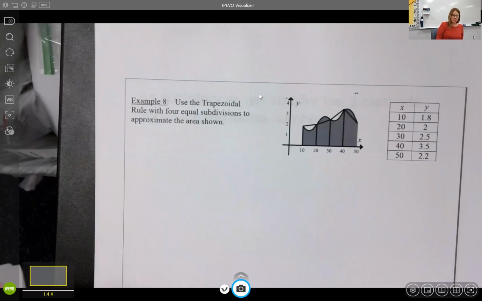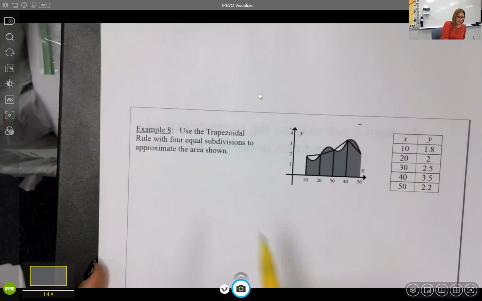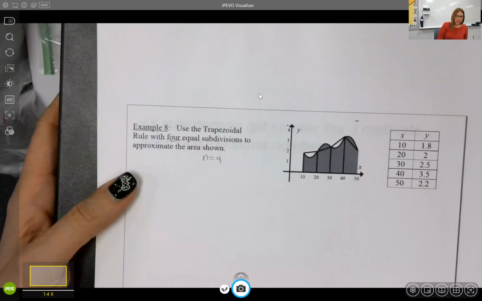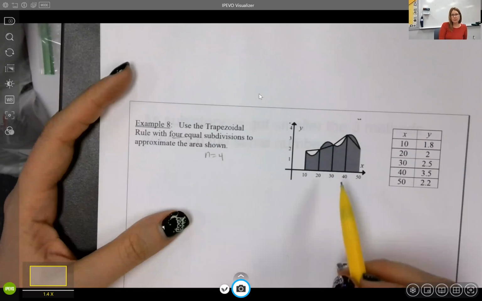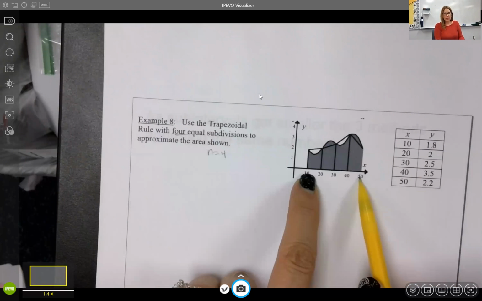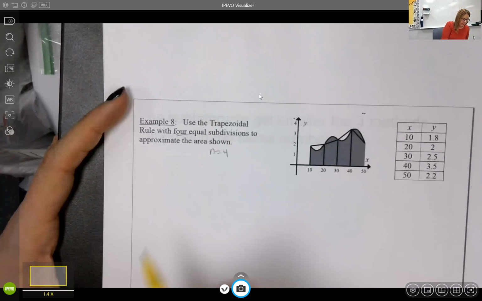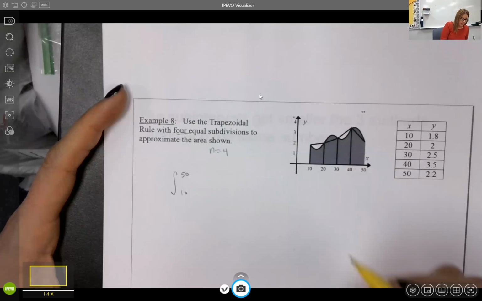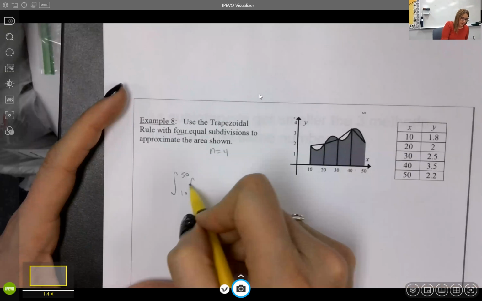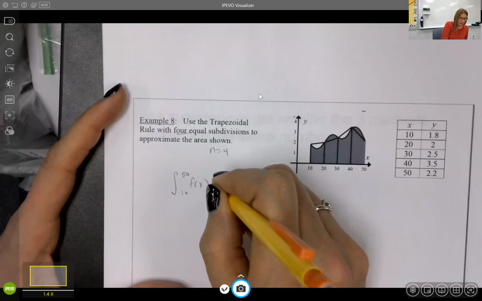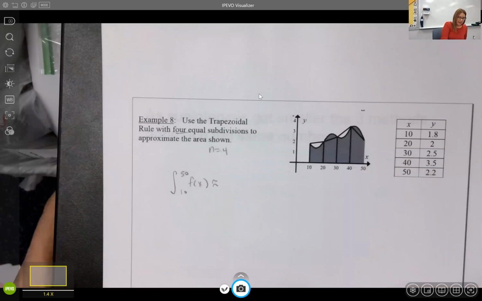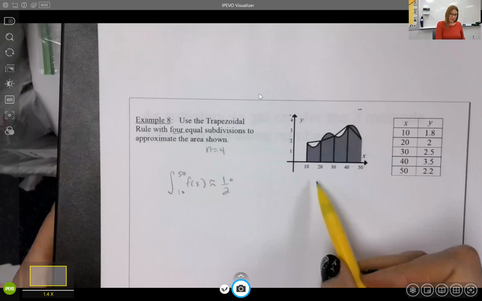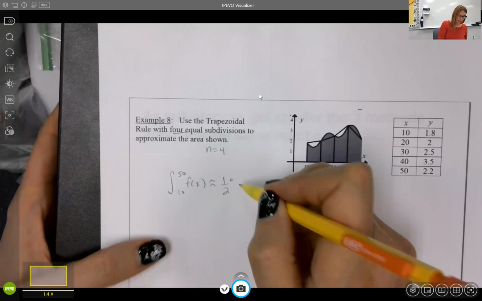Okay, so use the trapezoidal rule with n equals 4 equal subdivisions to approximate the area shown. Sometimes it'll break it up where you can see the 4 widths, and sometimes you'll know the distance and you have to figure that out, okay? So I'm going to say from 10 to 50, the area or the integral under the curve is approximately, so I always have the half because that's my trapezoid formula. And then I need to figure out what the width would be. On this one, it gave it to us. It's 10. Each one is 10 apart.